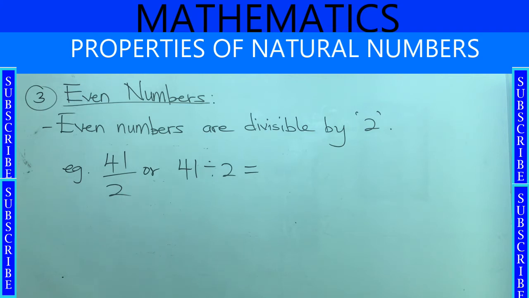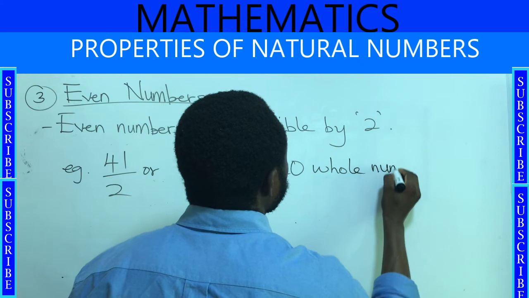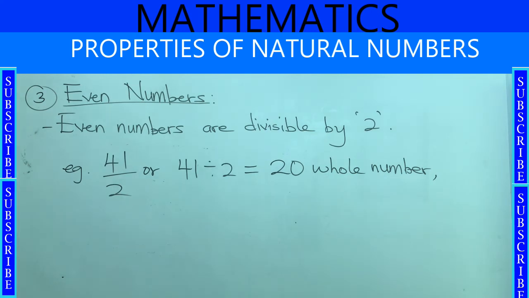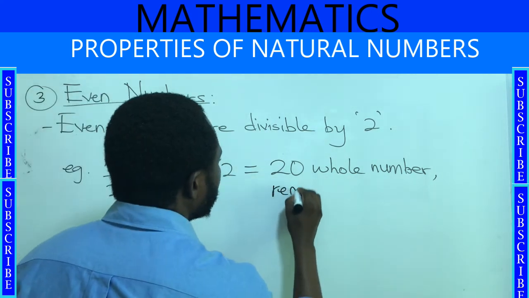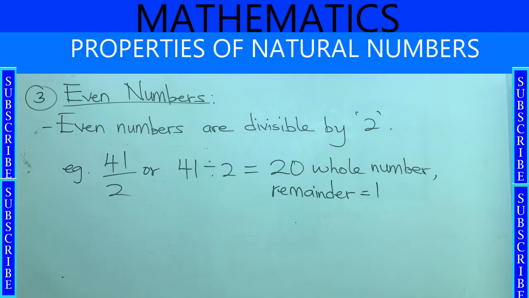So when you divide 41 by 2, the whole number will be 20. And when the 1 is also divided by 2, you are going to have half. When you divide 41 by 2, you get 20 whole number and the remainder is 1. Since 41 divided by 2 gives us a whole number 20 and a remainder 1, we can say that 41 is not an even number.